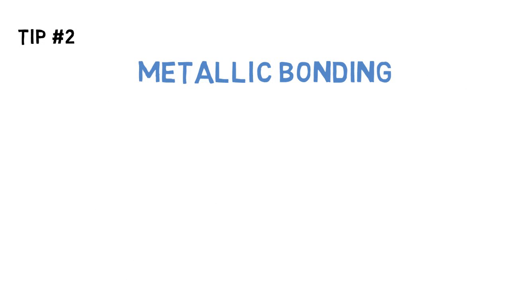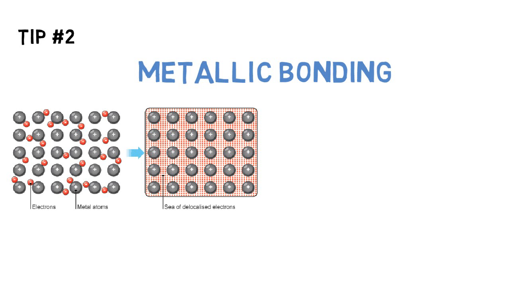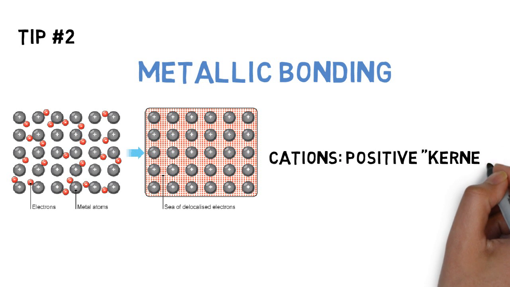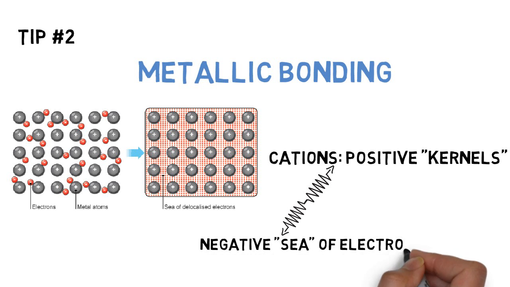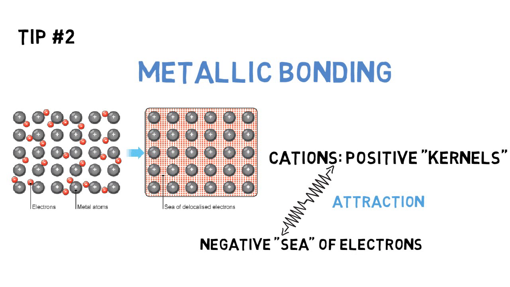Tip number 2. Metallic bonding is a type of bonding occurring in, you guessed it, metals. Metallic bonding is the electrostatic forces of attraction between the cations, the positive kernels, and the negatively charged sea of electrons surrounding the kernels. The greater the number of electrons contributed to the sea by each metal atom, the greater the attraction in the metal bond, and therefore the melting and boiling points are higher.